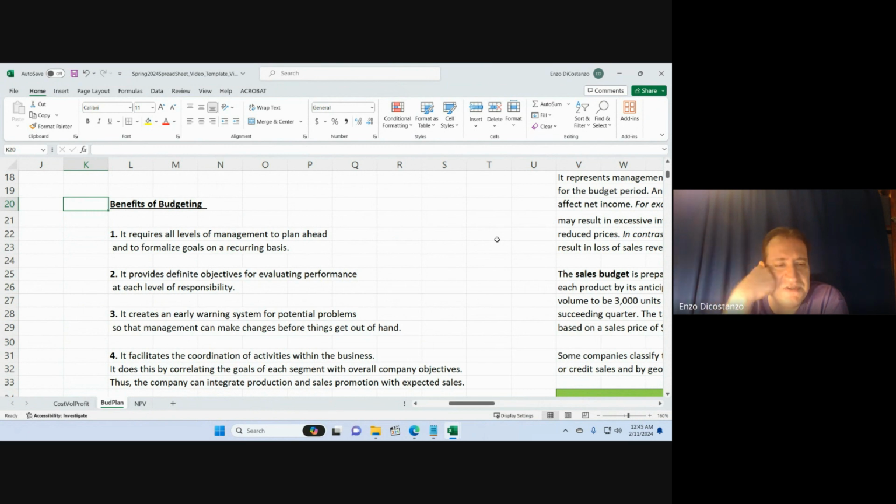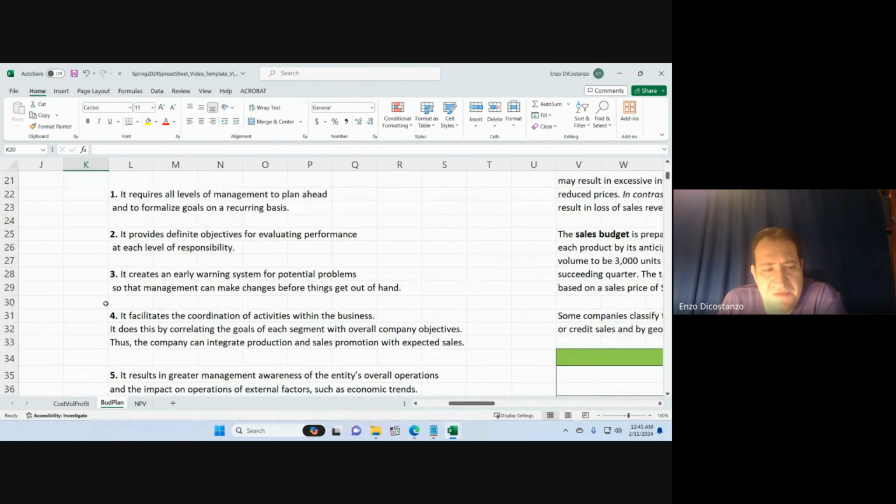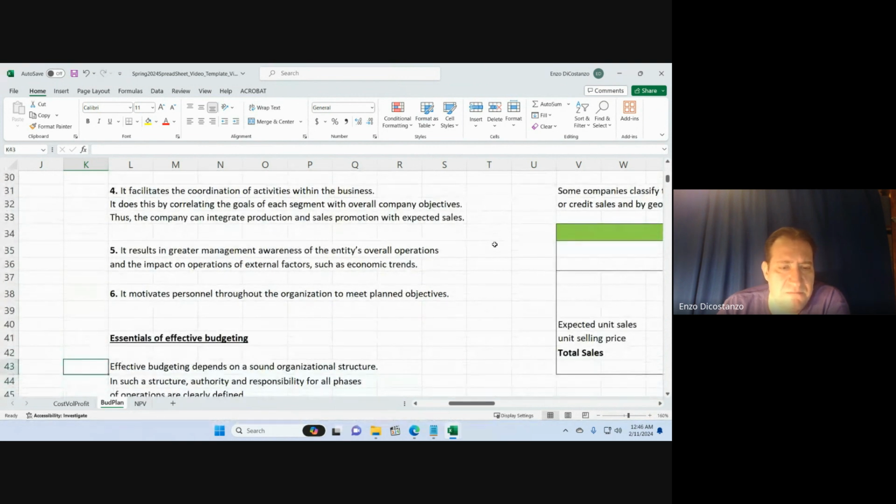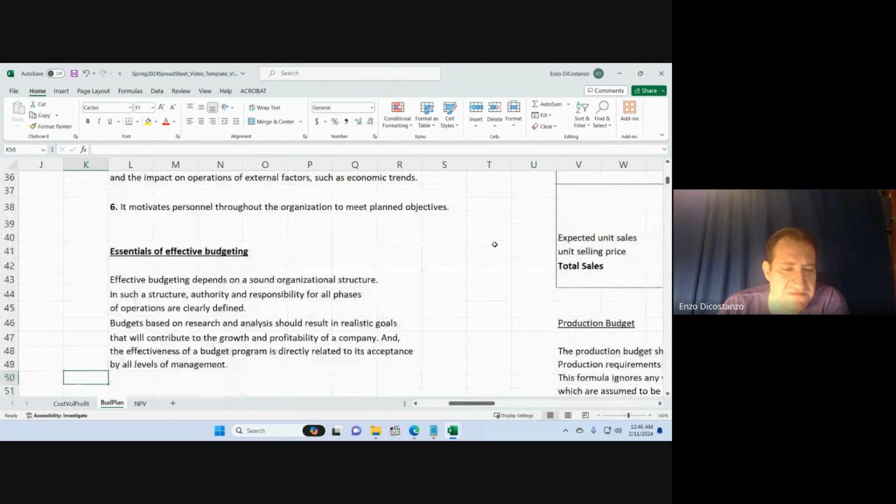But the benefits of budgeting: formalize goals, plan ahead, objectives that you can evaluate, to see if you achieved them or didn't achieve them. Now, there are early warning systems to make changes, sure. Coordination of activities, correlate the goals of each segment with the overall company objectives. The company can integrate production, sales, promotion with expected sales. Management awareness of the entity's overall operations motivates personnel throughout the organization to meet planned objectives.